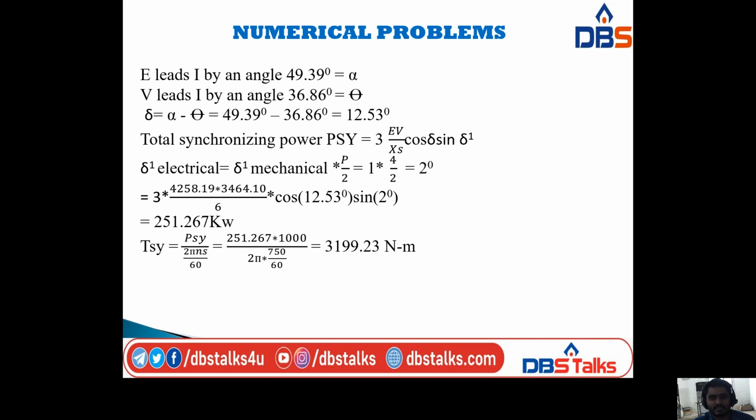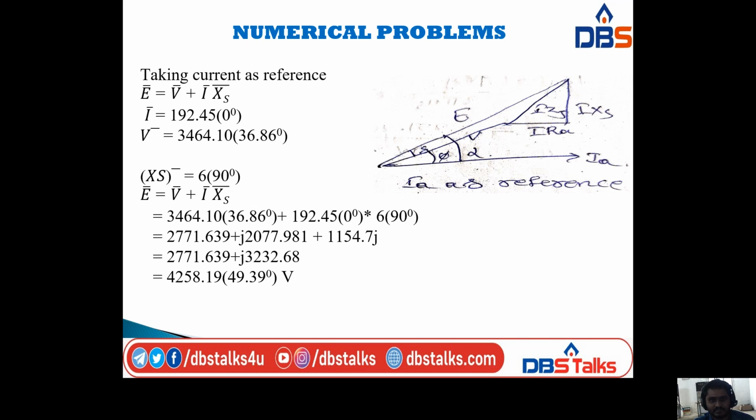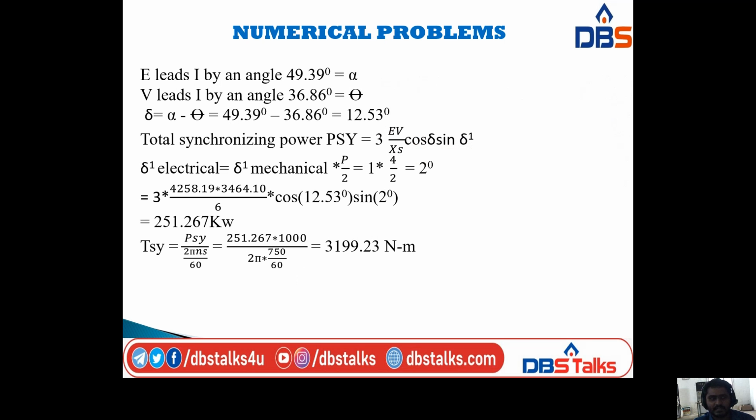So P is equal to 3 into E, 4258.19, into V, 3464.10, divided by 6. Here 6 is not the number of poles, it is the reactance, 6 ohms per phase, into cos of delta, 12.5 degrees, into sin of delta dash, 2 degrees. Finally we have the total synchronizing power, equal to 251.267 kilowatts. Using this we calculate the synchronizing torque, which is the synchronizing power divided by the angular frequency, 2 pi Ns by 60.